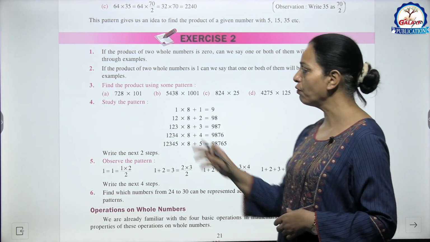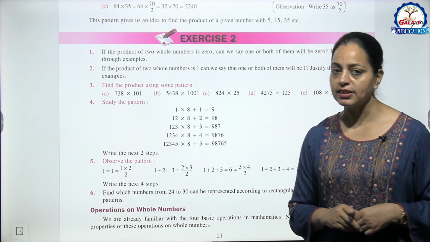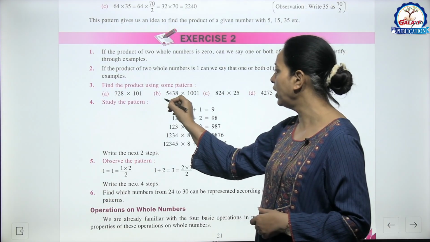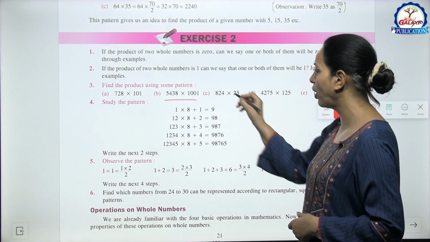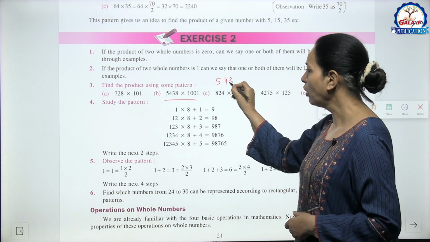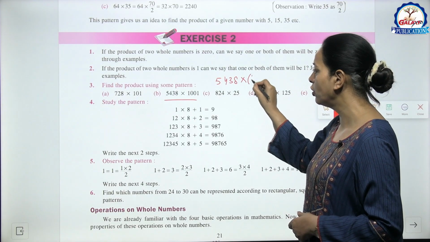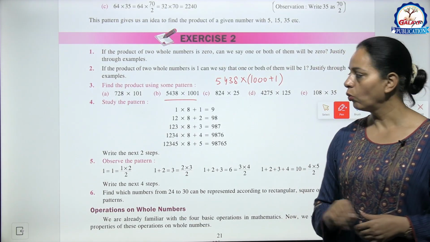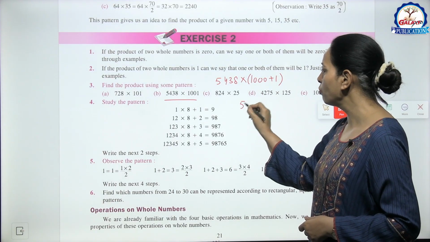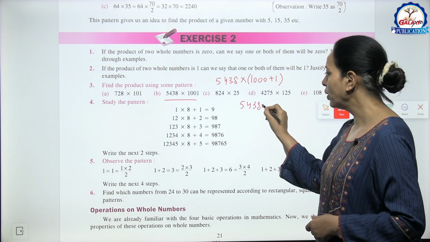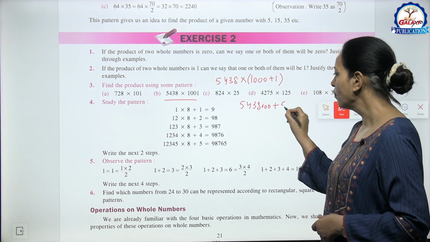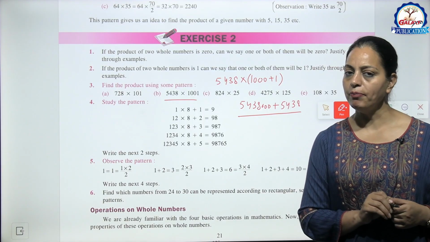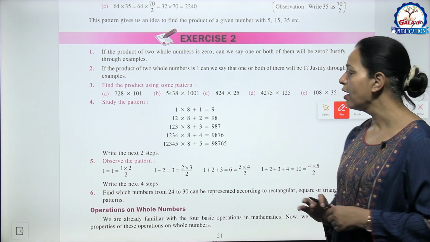Now see third question, find the product using suitable pattern. Like here B part, 5438 into 1001. So we can write 5438 into 1000 plus 1. Okay, now we will apply the distributive property. So you will get this plus 5438. Now we will add both of them. You will get the answer.